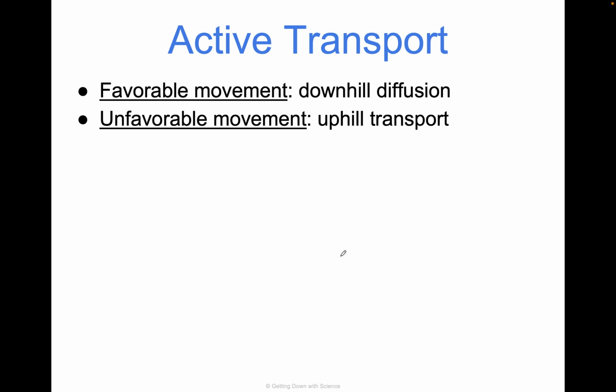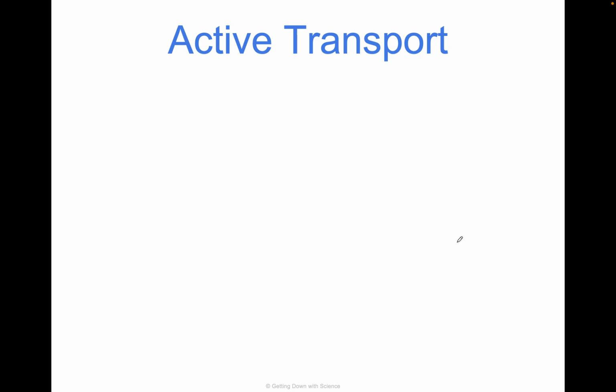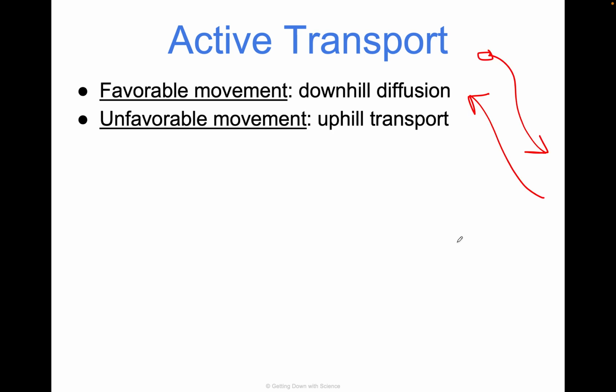Favorable movement is downhill diffusion, right? So things move from high to low concentration. That's sort of like a downhill movement. Unfavorable movement is like we're trying to push something up a hill. It doesn't want to go that way. I don't know why they just threw these 2 random vocab words in there, but yes, unfavorable movement and favorable movement. It's like, what does the molecule want to do?